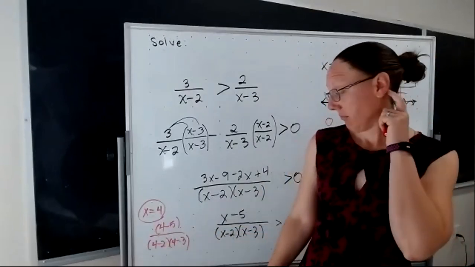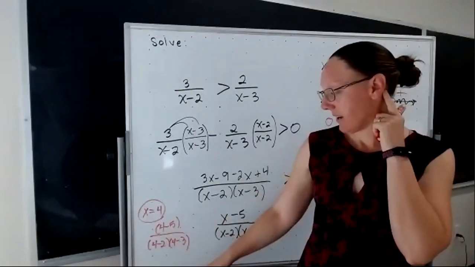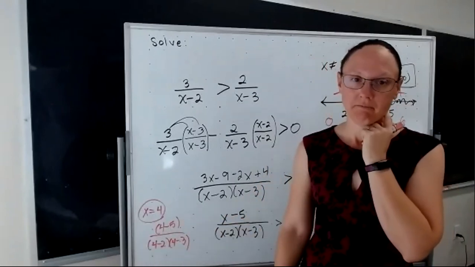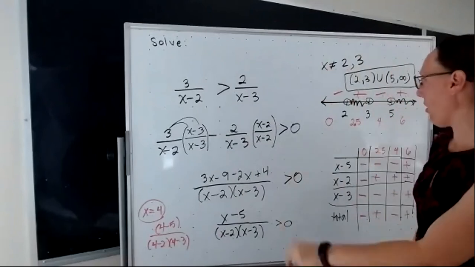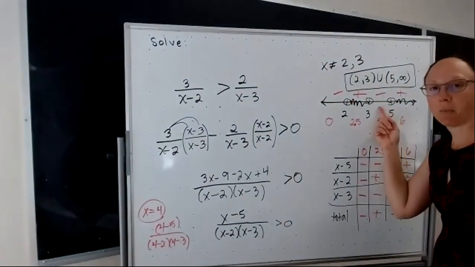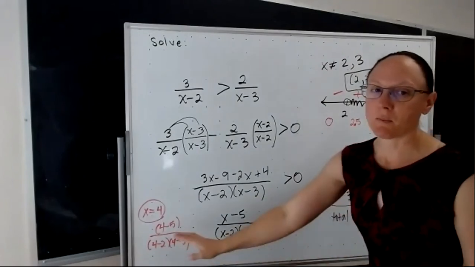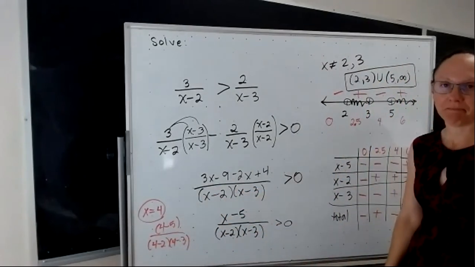And that's a negative over a positive times a positive. Overall, that'll be negative. Chart or just plug it in, doesn't matter to me.